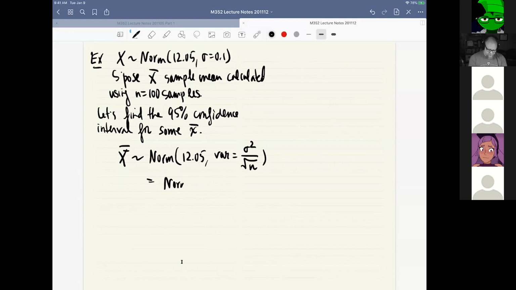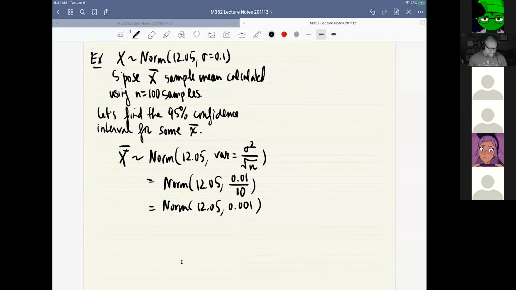So this is the same thing as the variance is going to be 0.01 over 10. Again, I want that to be variance. Yeah, that's what I want. Jeez, that's small. It's a very small variance.